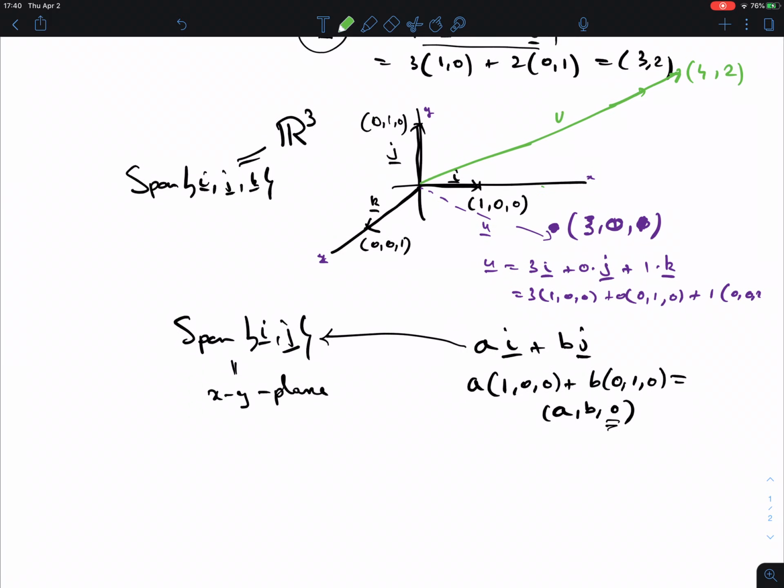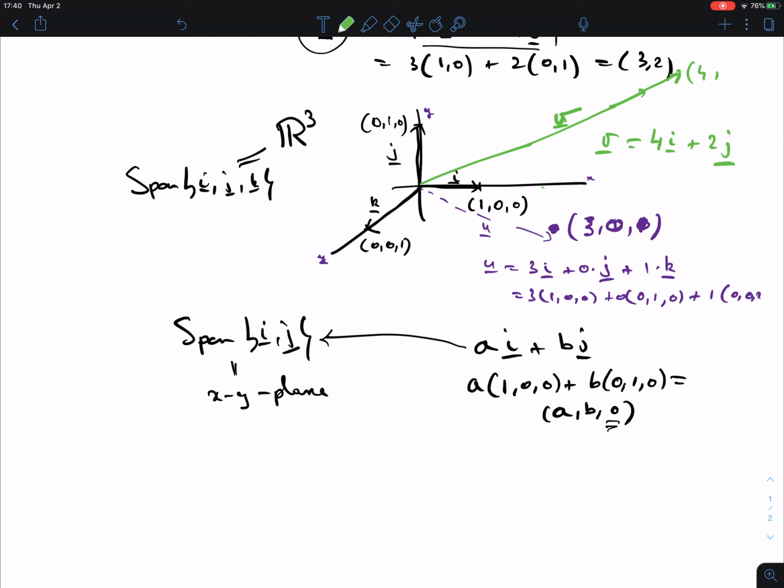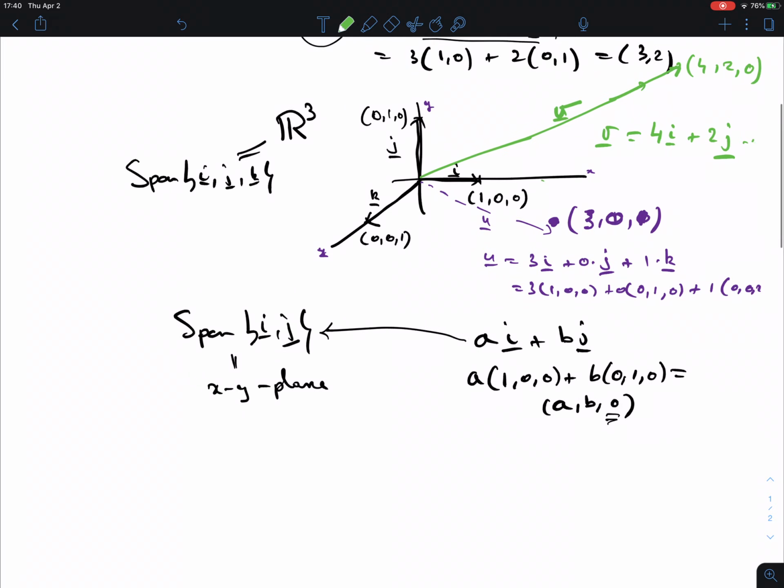So let's do this vector. Let's call it v because we have already u. Well, v can now be written. It's in the span of i and j, and what is it? 4 times i plus 2 times j, right? In the plane, the third coordinate here is 0 because it's in the xy plane. I apologize for this.